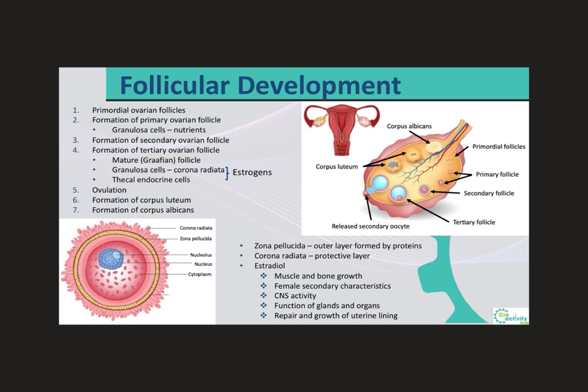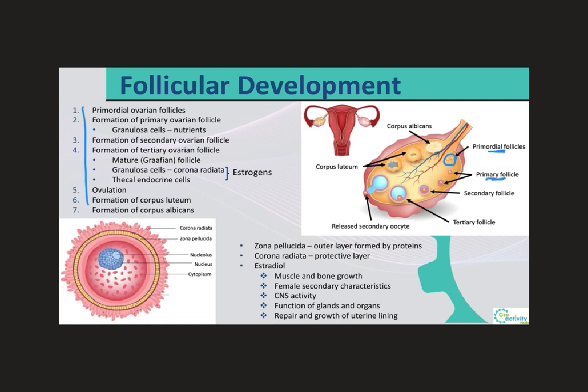Now, let's talk about oogenesis within the ovarian cycle. It is divided into 7 different steps. First, we have what we call the primordial ovarian follicles. The primary oocyte and its follicle cells form a structure called the primordial ovarian follicle. Now, the ovarian cycle begins as this activated primordial ovarian follicle develops into what we call the primary ovarian follicle.